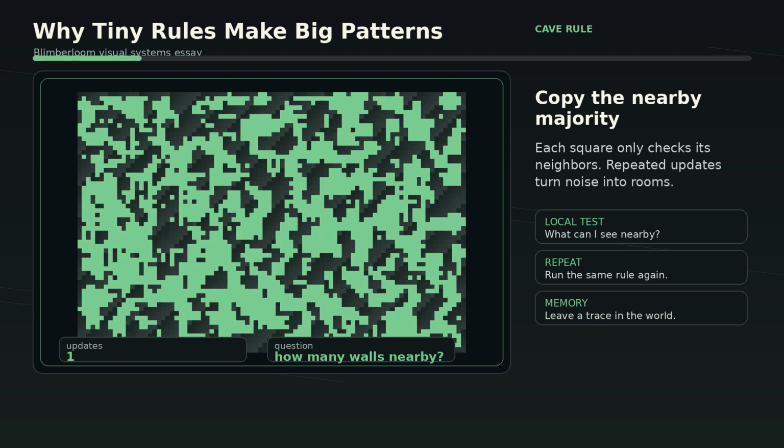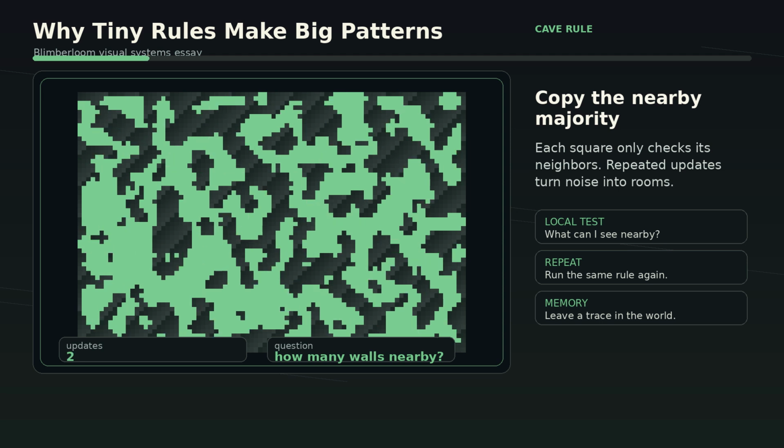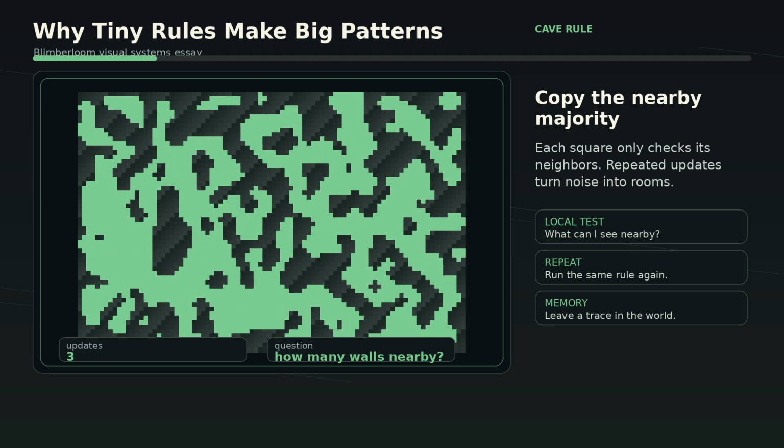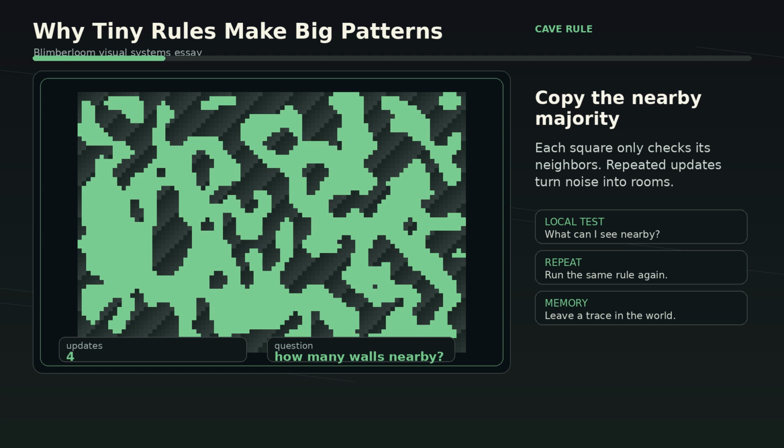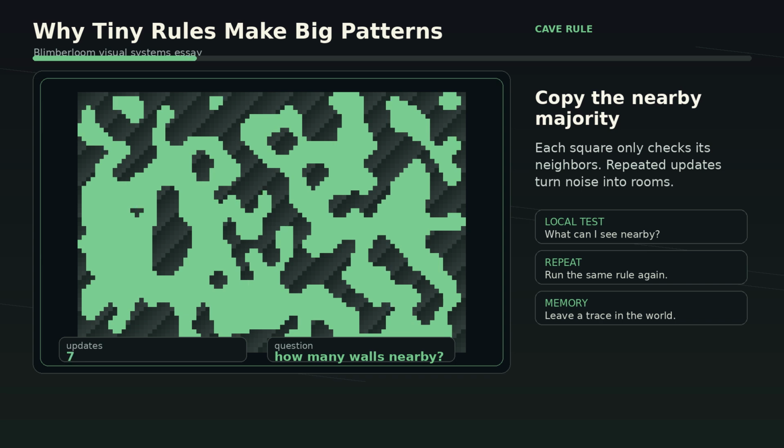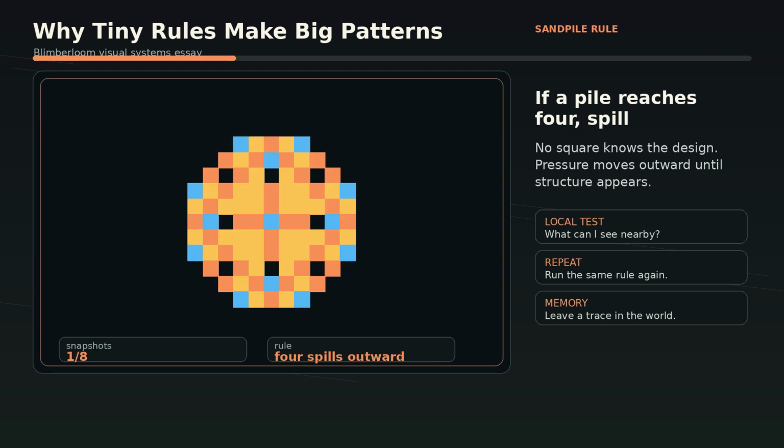Start with a noisy cave map. Every square asks a simple question: how many nearby squares are walls? If the answer is high, it becomes a wall. If the answer is low, it becomes open space. One update looks random. Two updates start to soften the noise. After a few rounds, the cave has chambers, borders, and tunnels. The rule never said make a cave. It only said copy the local majority.